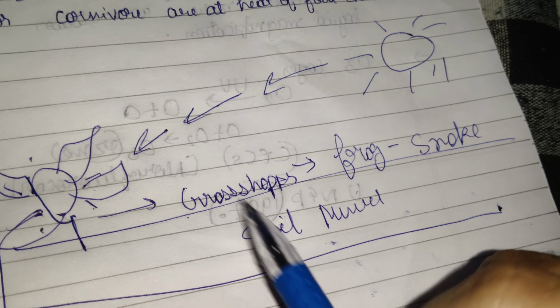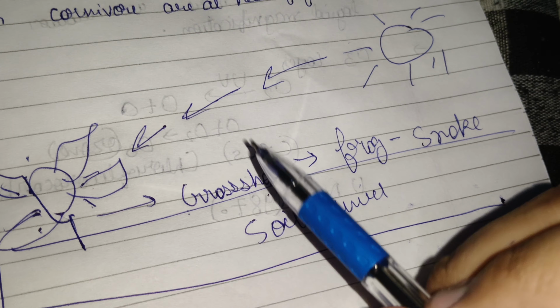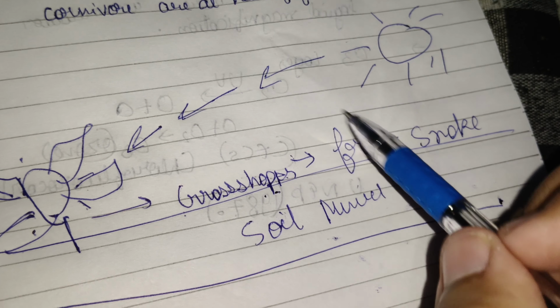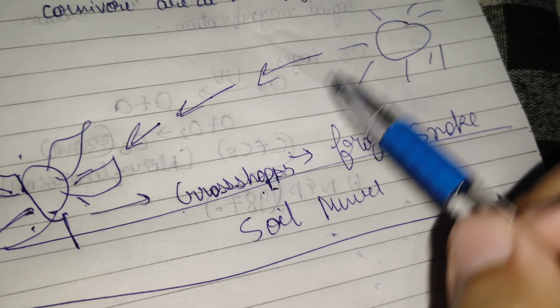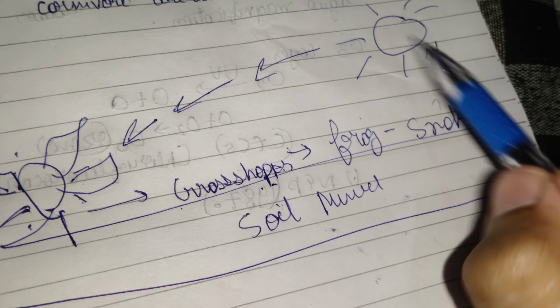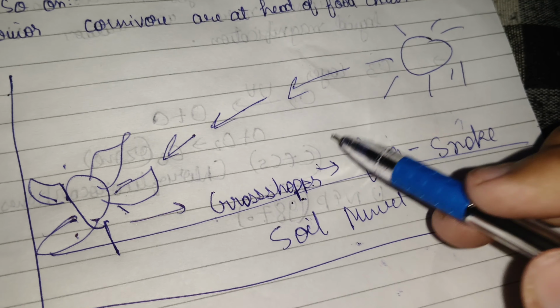So there is a flow of energy: the producer produces food, which is consumed by the primary consumer or herbivore, and after that it is consumed by the frog, which is now the secondary consumer or carnivore, and it is then consumed by the snake, which is a superior carnivore, or we can say the tertiary consumer. Usually the trophic levels are limited to 3 or 4 positions.